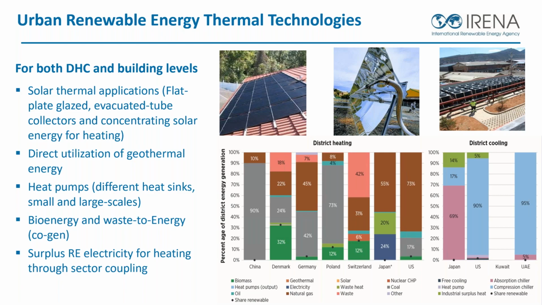You can see that evacuated tubes are more commonly used, and flat plate as well, though a little less efficient. Concentrating solar energy for heating is also becoming more and more popular in some cases, and I will talk about one case later on. So that's just the direct thermal use.